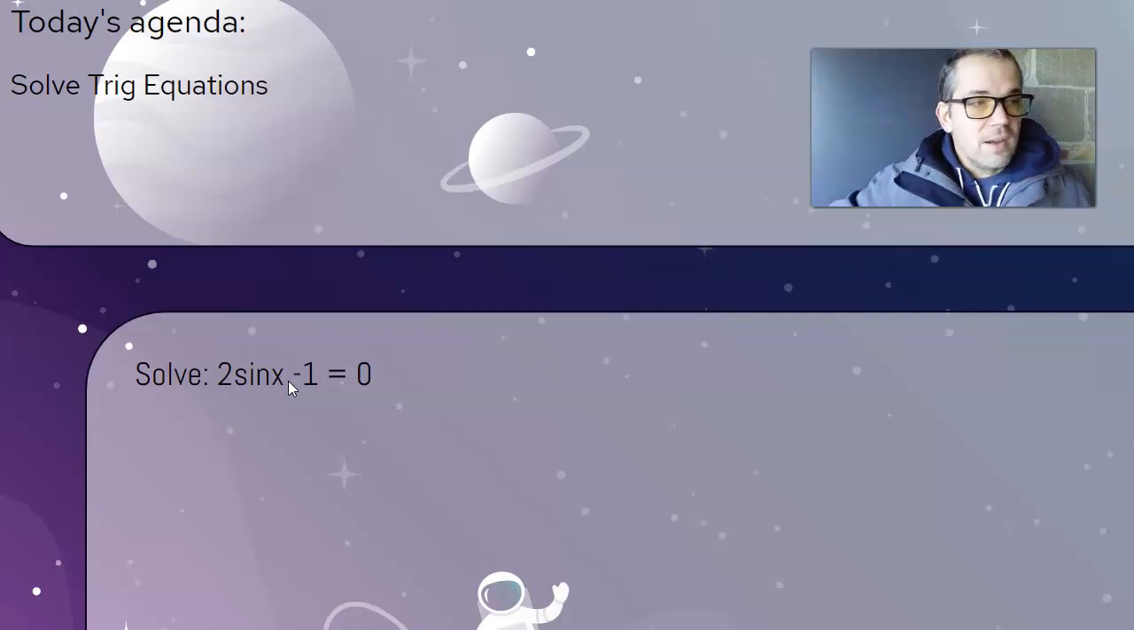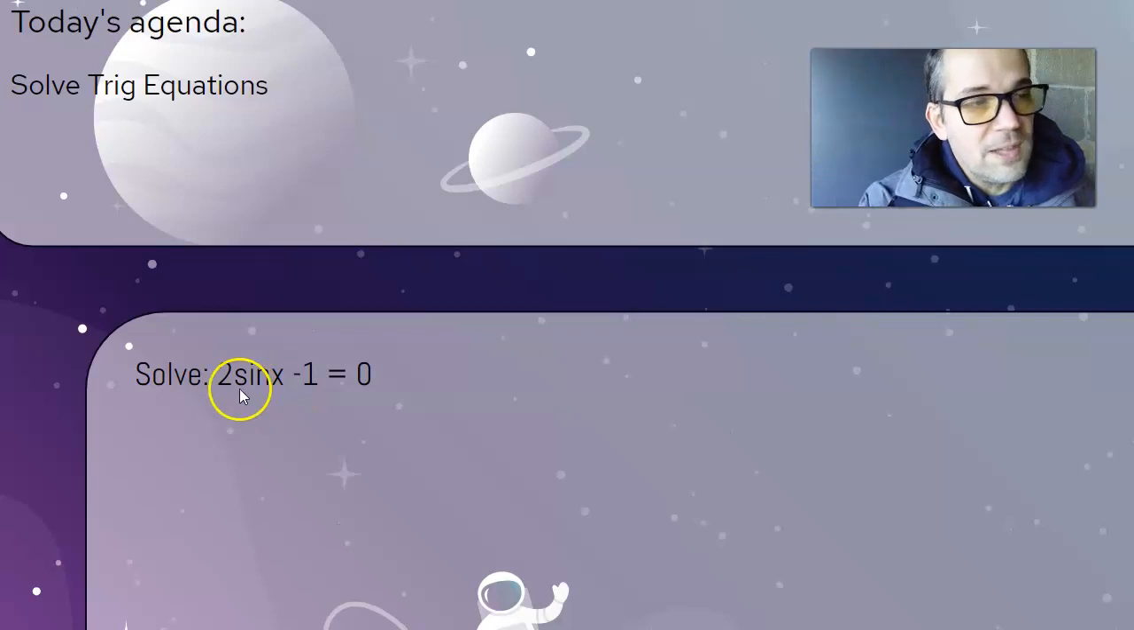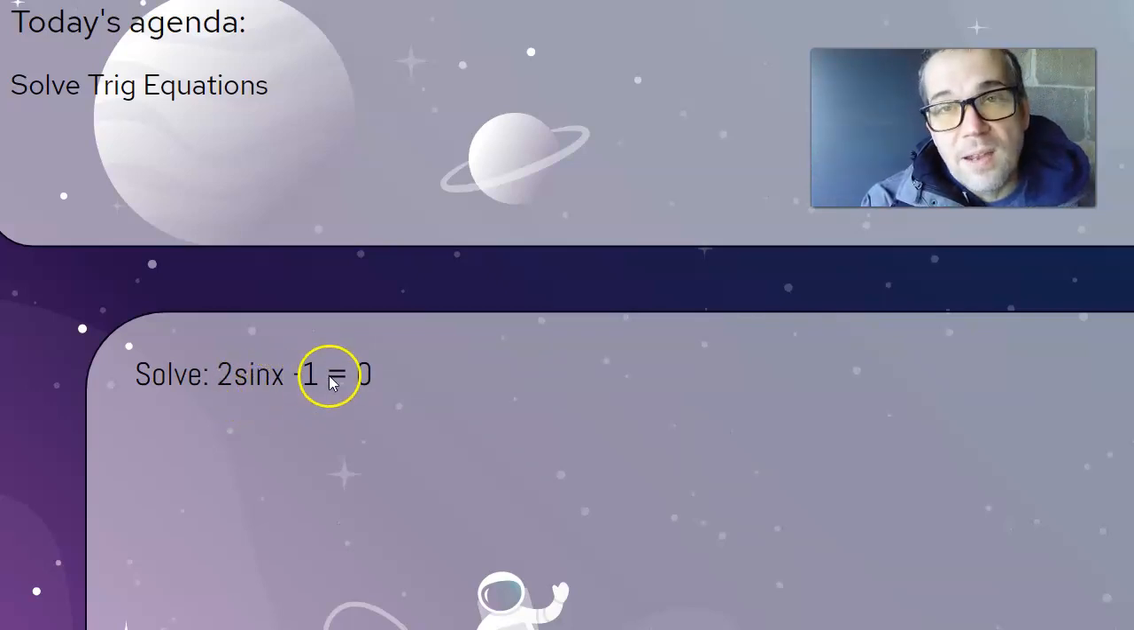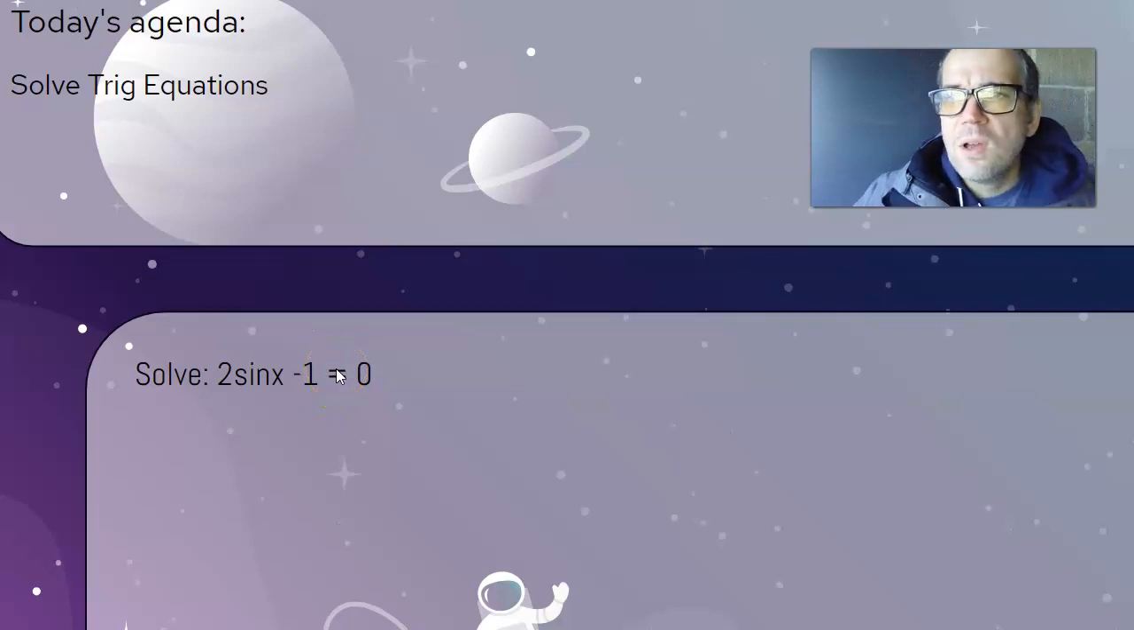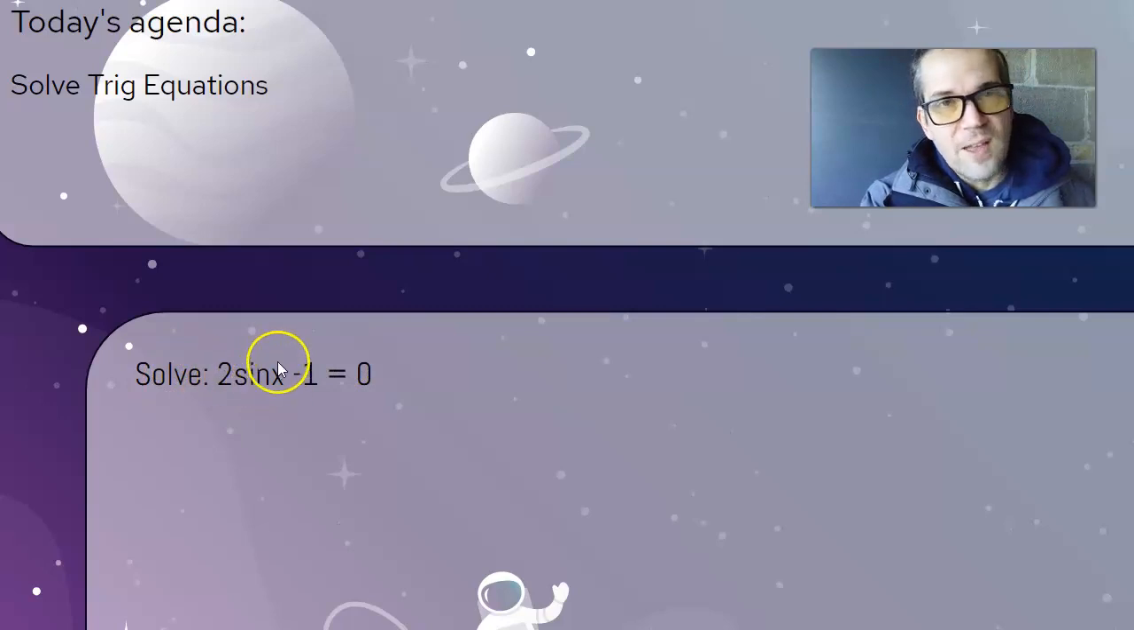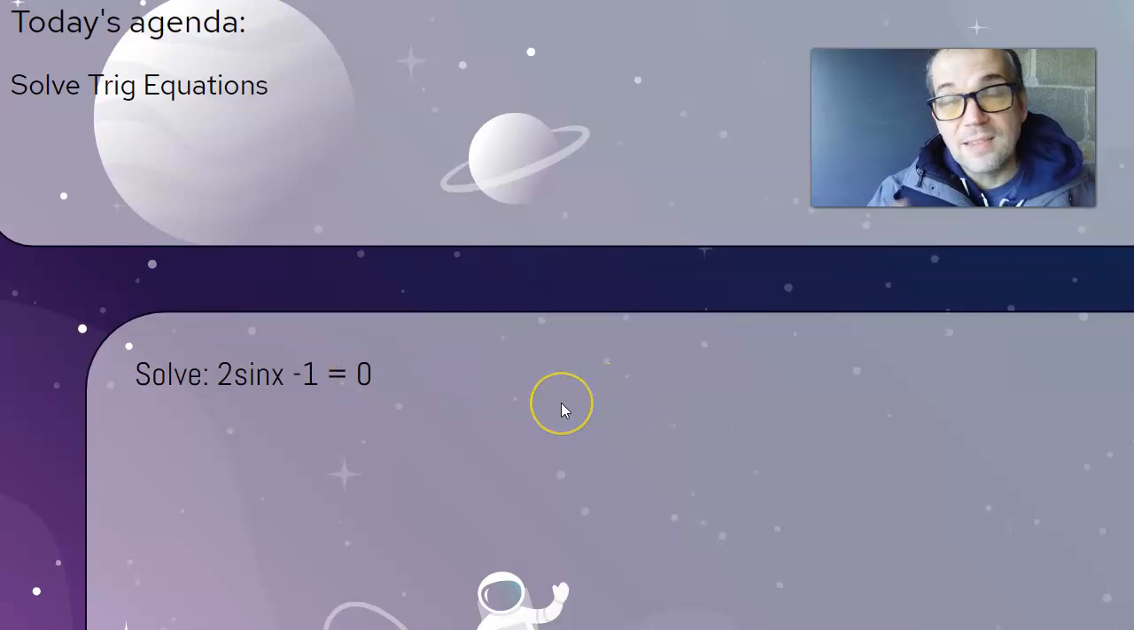For the next part of the video, we're going to look specifically at this equation, 2 times the sine of x minus 1 equals 0. If you think about this, we're trying to figure out what x values can I plug in so that when I take the sine of that x value and double it and subtract 1, I get 0 as an answer. That's the goal.